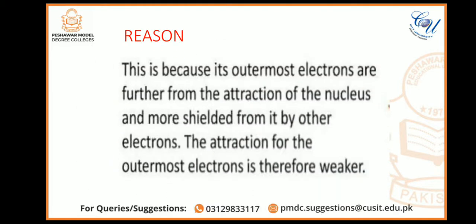The reason is that the outermost electrons are further from the attraction of the nucleus and more shielded from it by other electrons. So the attraction for the outermost electrons is therefore weaker as we go down the group.